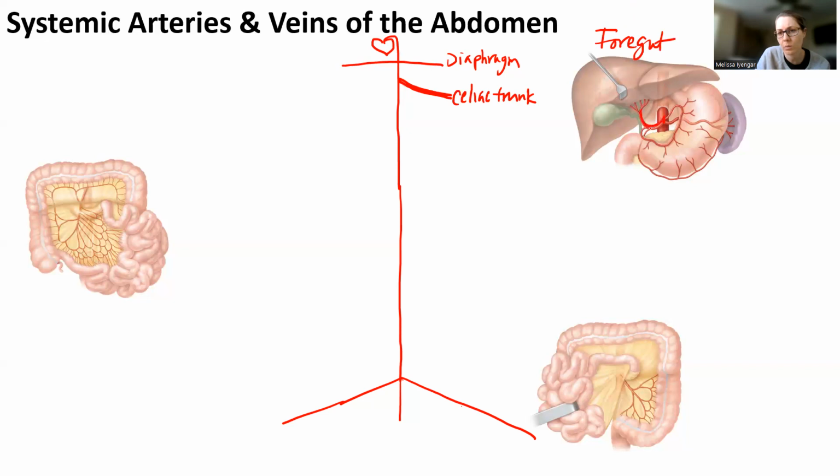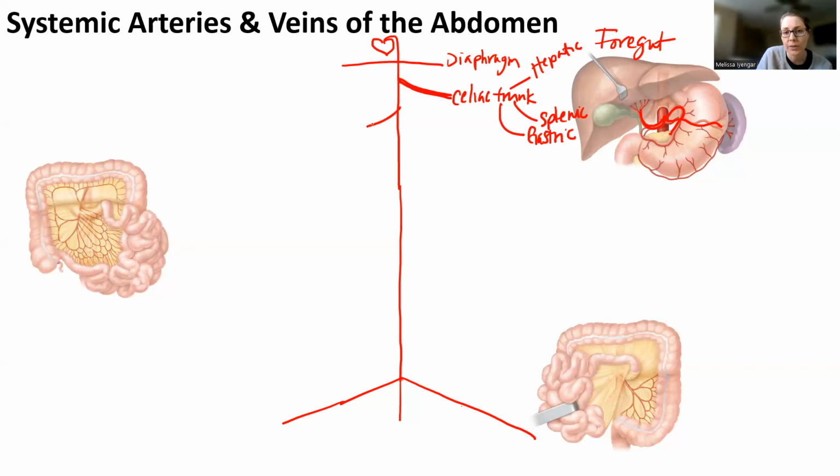And then you can see there's one branch that way, one branch this way, and then one branch this way. So celiac trunk also has hepatic, which goes towards the liver, splenic, which goes to the spleen, and then lastly, it has gastric. In particular, it's left gastric, but we're going to say gastric, which goes to the stomach.